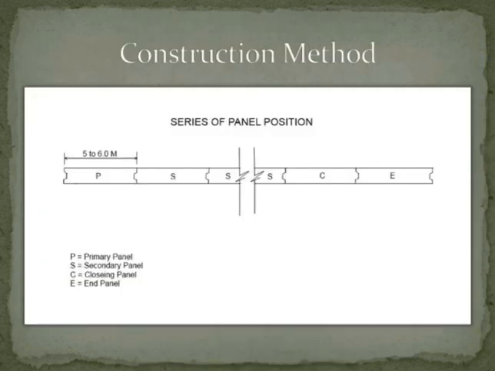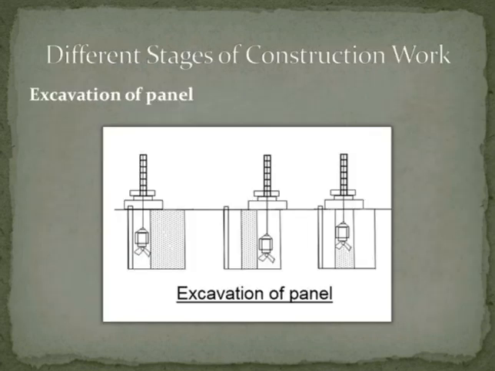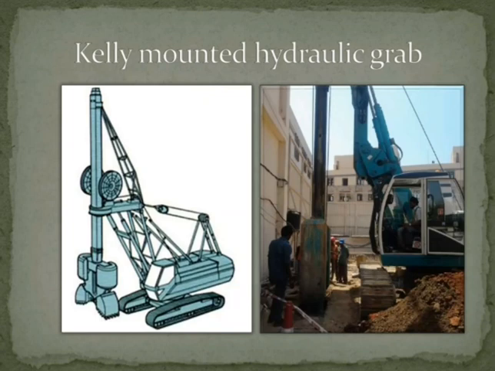Next one is the construction method. A series of panels is shown in the figure and various alphabets denote the various panels. For example, P suggests primary panel, S for secondary panel, C for closing panel and E for end panel. Next, different stages of construction, or excavation of panel, are shown in the figure. According to the image, different types of excavation of panel are done during the different stages, and for that a Kelly mounted hydraulic grab is used, which we can see in the image.